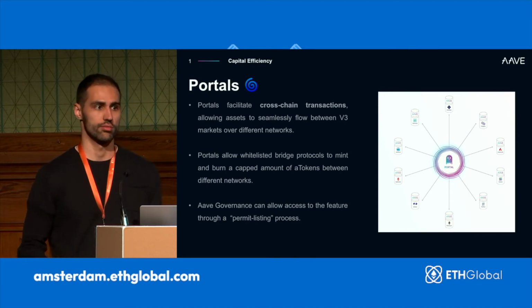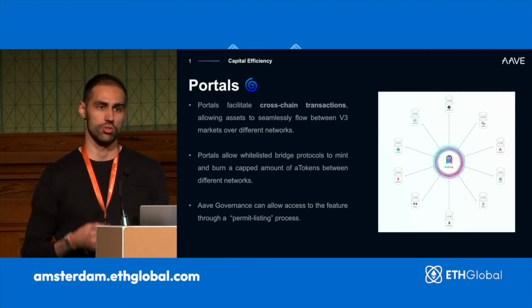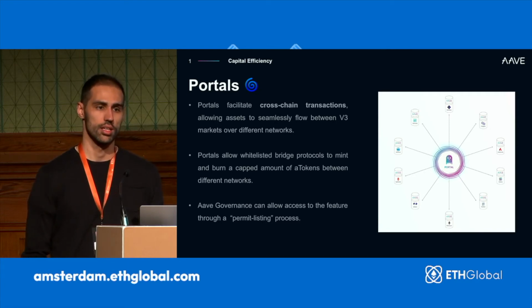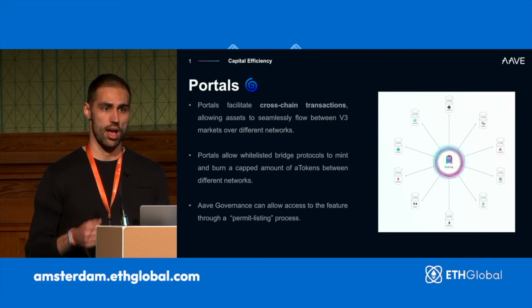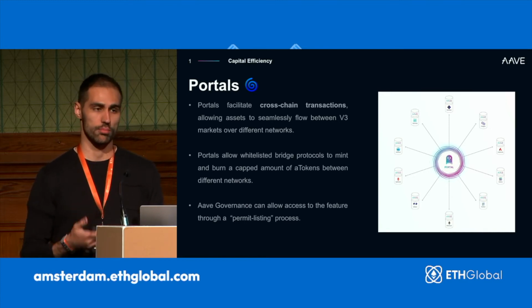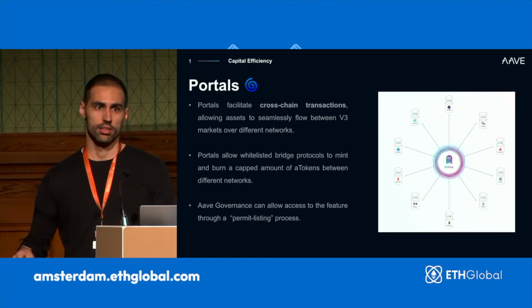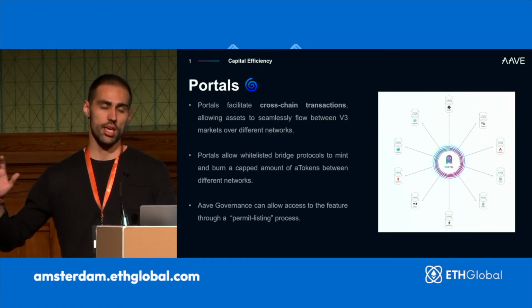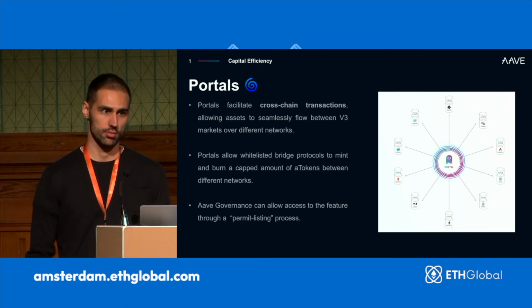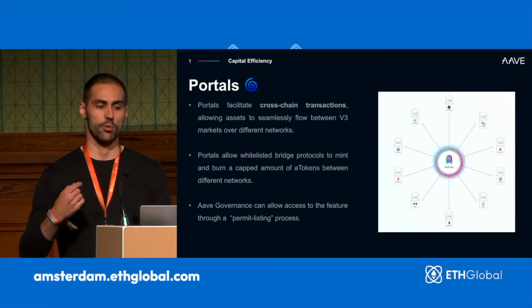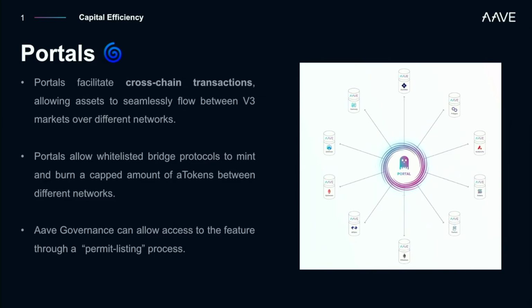Once they are registered in the system, they will need to call a couple of new functions in the pool contract. These functions are mintUnbacked and backUnbacked. The first one allows the bridge to mint unbacked A tokens, which means these A tokens don't have the underlying assets with them. Then they use the other function, backUnbacked, which allows them to back those A tokens that were already minted. So portals essentially allows these bridges to supply assets in a fair manner.